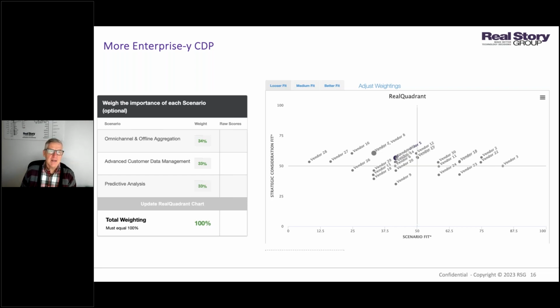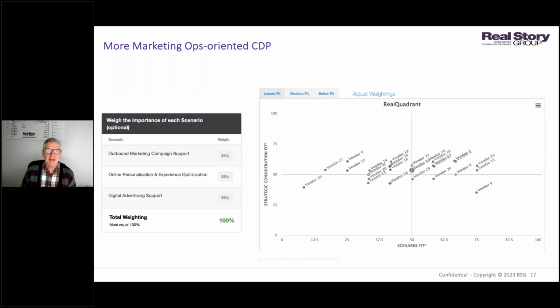Now, what if we give you a completely different set of use cases, a more, say, marketing ops oriented CDP? You're going to get a very different set of vendors, somewhat larger set of vendors too, which is interesting. Again, a broad scatter plot, but probably 12 or so vendors that support these 3 use cases on the left: outbound marketing, online personalization, and digital advertising support. So the vendors that make most sense for you are really going to vary with respect to what you're actually trying to do with a CDP.